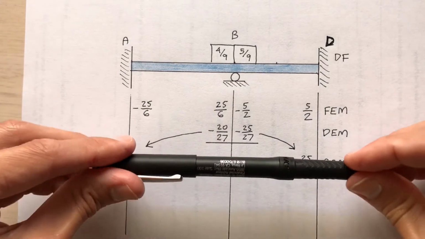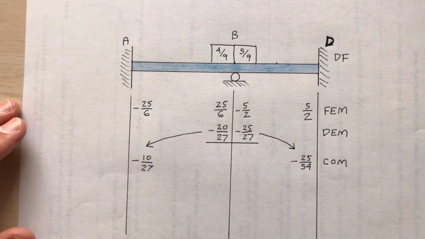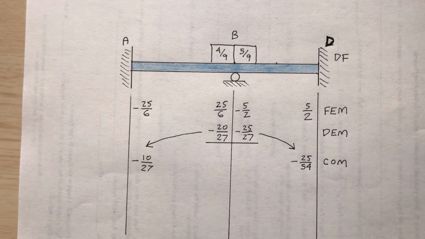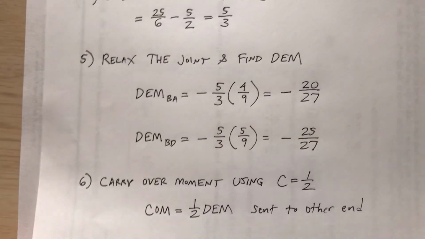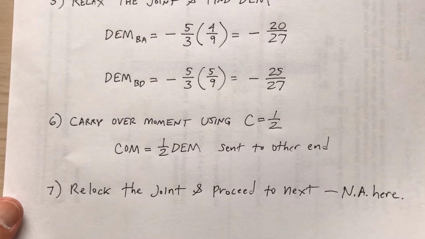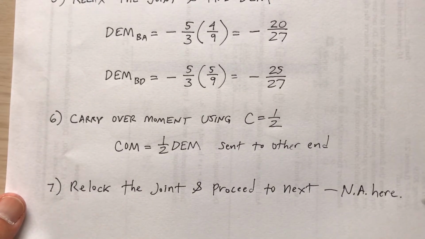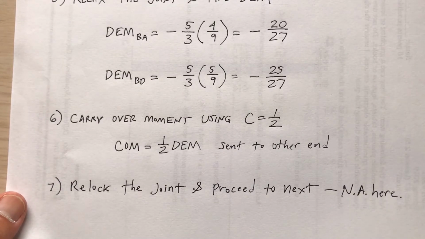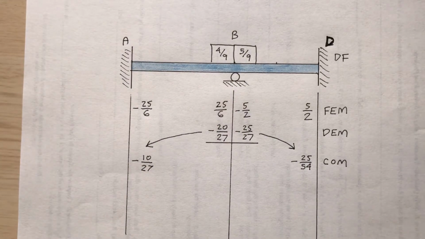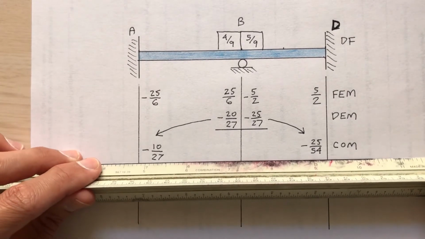Did I line these up right? I think so. Everything good there? So what was that? That was step 6, carryover moment: half of the distributed end moment sent to the other side. Step 7, relock the joint and proceed to the next joint. Not applicable, NA, in this particular example. The next thing I'm going to do is draw a perfectly horizontal line here.